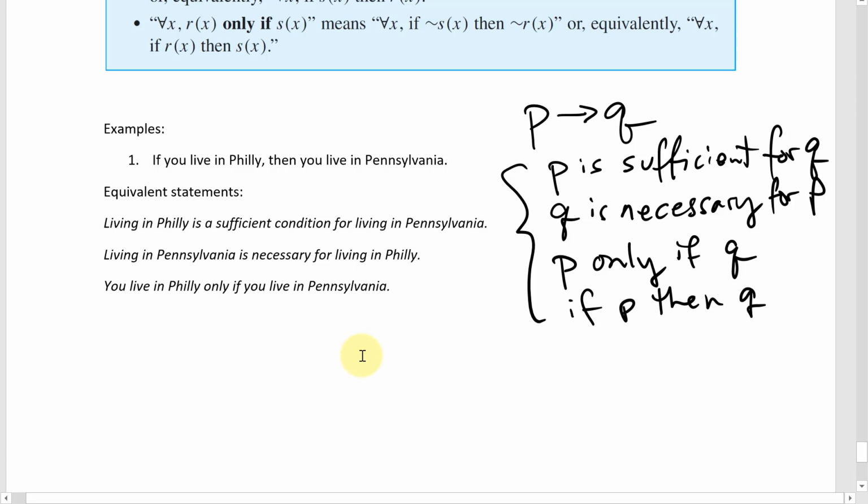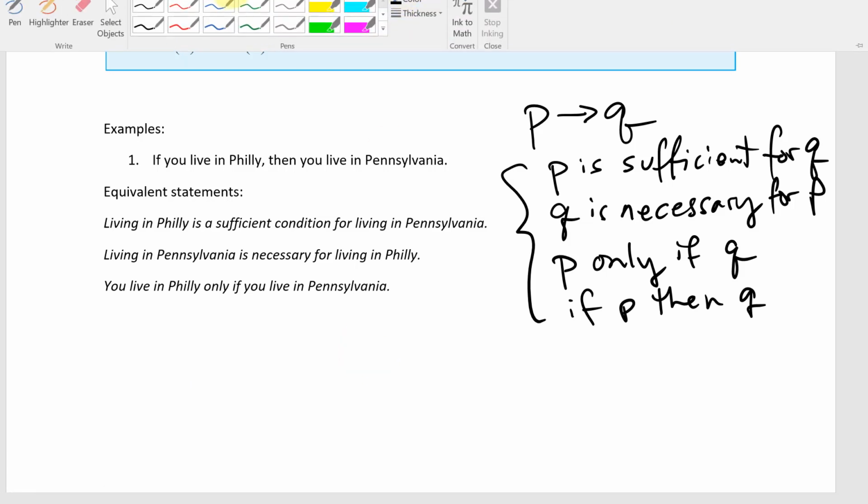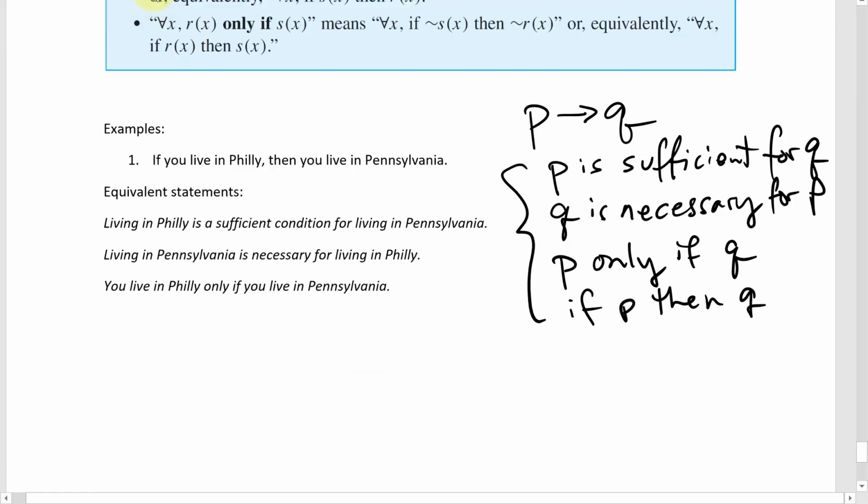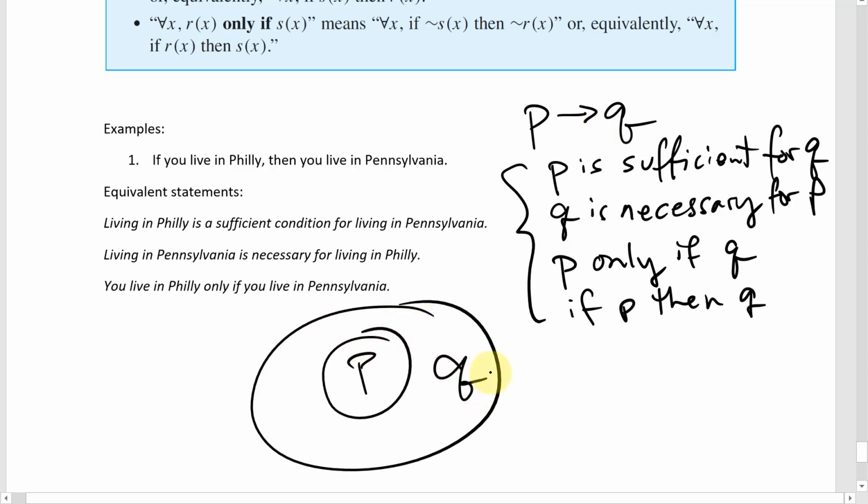Sometimes it helps to visualize the conditional as an Euler diagram or even a Venn diagram. So what I mean by that is when you have P implies Q, put P inside of a circle like this and then Q on the outside. So if P is true, then Q would be true. So P implies Q in this picture. And all of these are describing this picture.